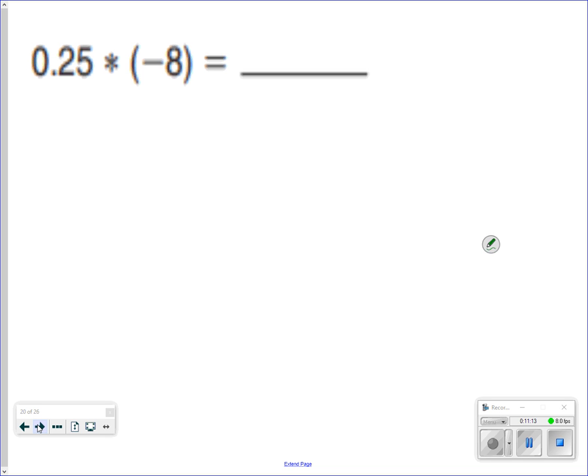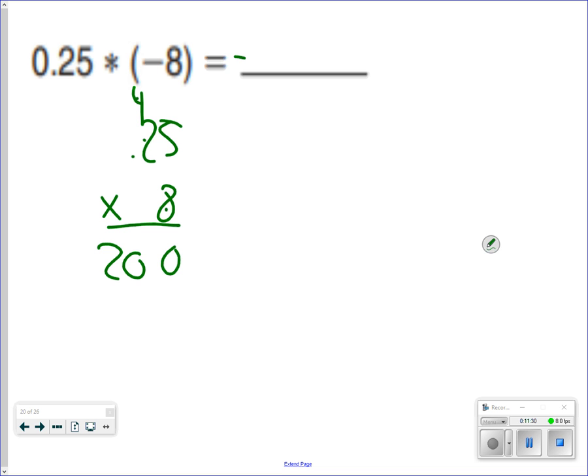This next one here, I have 0.25 times negative 8. All I have to do is 0.25 times an 8, because I know my answer is going to be negative because I have a negative and a positive. And this is simply multiply. 8 times 5, I have a 40. 8 times 2, I have 16, plus 4, I have 20.